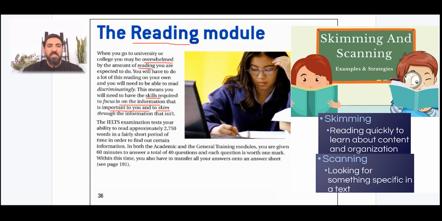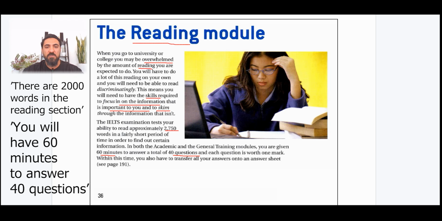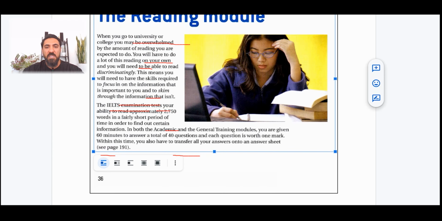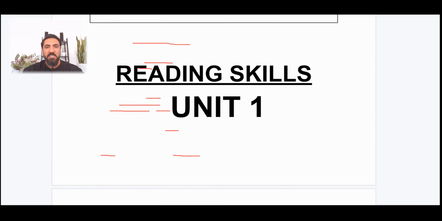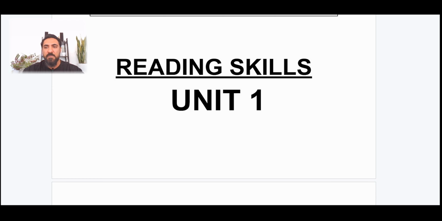The IELTS tests your ability to read approximately 2,000 words in a fairly short period of time, which is about 60 minutes. And you will have time to answer 40 questions in these 60 minutes. So going straight to the first part for today, which is our test. So the reading skills unit 1.